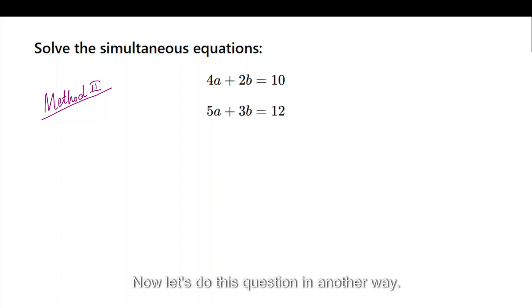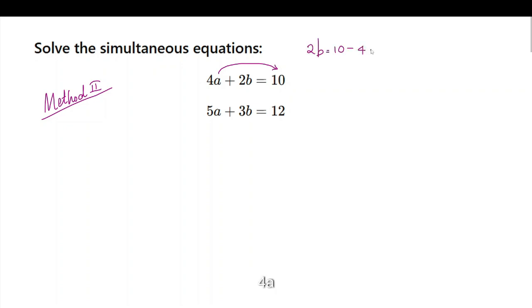Right. Now let's do this question in another way. Now in this method, what we are going to do is to substitute. So let's make one of the letters the subject. We can make A the subject or B the subject. We can use one of them. So let's use the first one. So I'm going to move 4a to the other side. So what do we get? 2b is equal to 10 take away 4a.